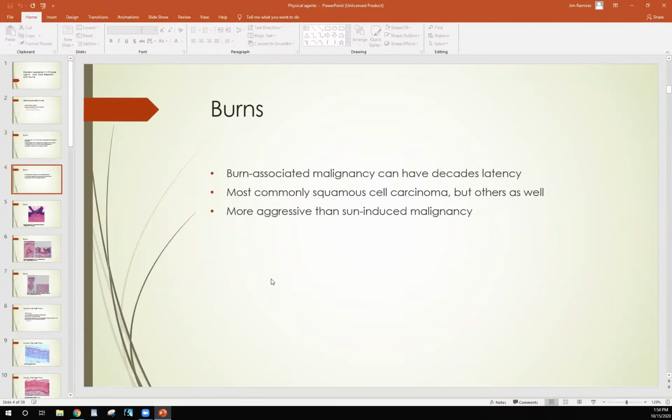So then I have to mention a little bit about burn-associated malignancy, just because it's different from other types of malignancies like squamous cells that we see that are UV induced. In burns, these malignancies can be much more aggressive and they can be very latent, sometimes up to decades later. Squamous cell carcinoma, as I said, is the most common, but you can have others. And again, these are very aggressive lesions compared to the typical squamous cells or other lesions that we see that are related to sun-induced malignancy.